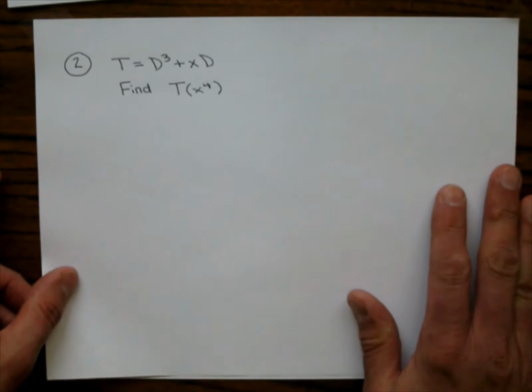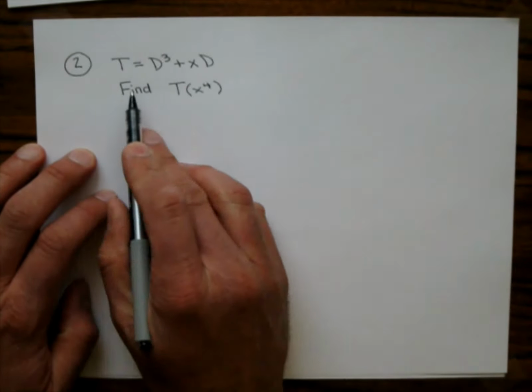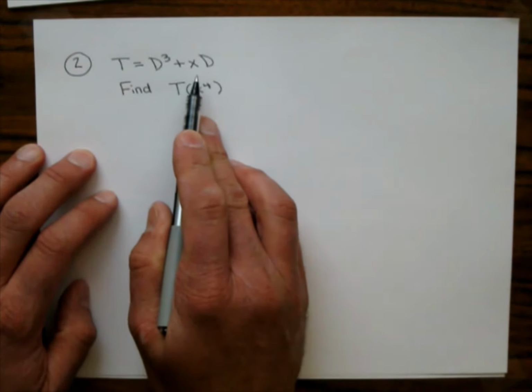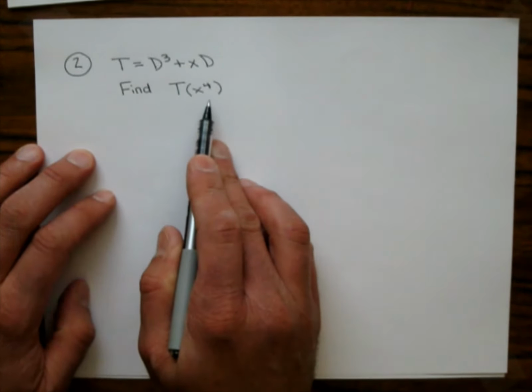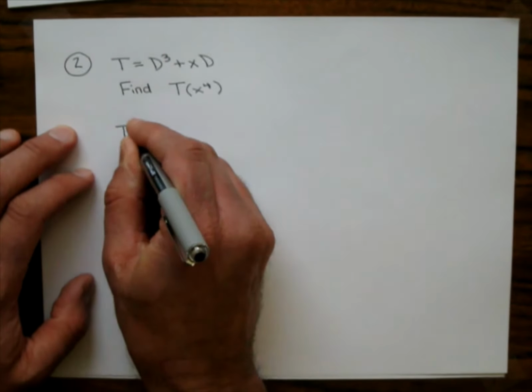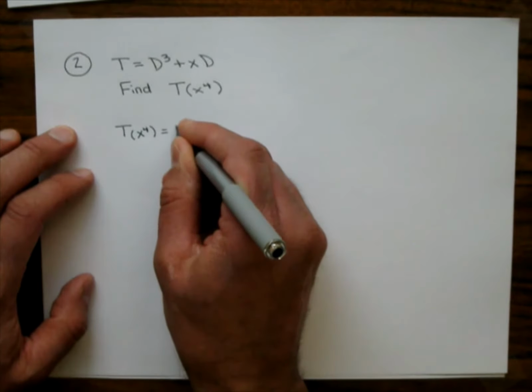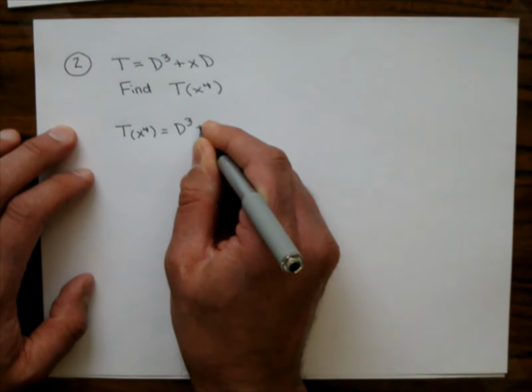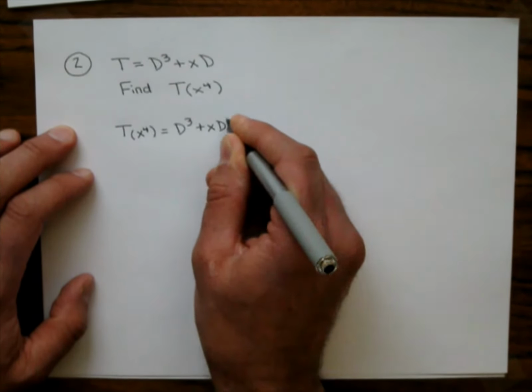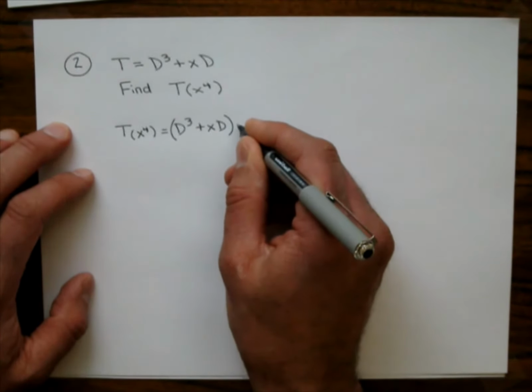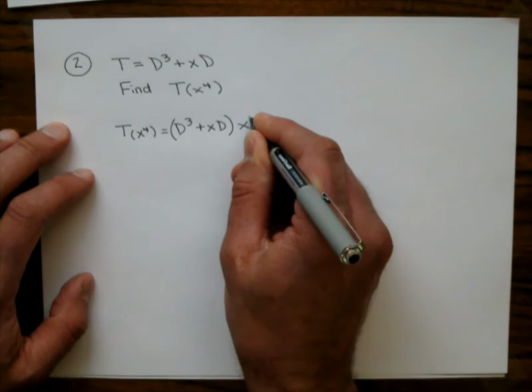Okay, so problem number 2. T equals d cubed plus xd. Find t of x to the 4th. So let's write that down. I'm going to replace the t with d cubed plus xd. That's going to operate on x to the 4th.